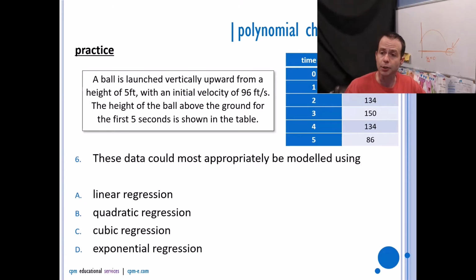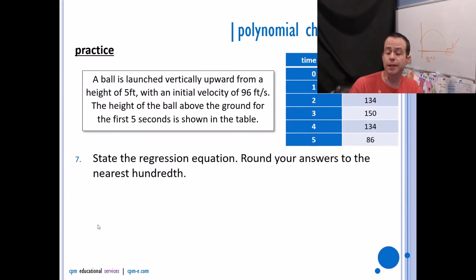If it was going to be cubic, you'd want to see 2 changes of direction. So you'd want to see maybe I'm going up and then I'm going down and then I'm going up again. But because we don't see us going up again, the best thing we can do is say, hey, this is going to be a quadratic regression, okay? All right, now what we're going to do is we're actually going to figure out the regression equation, okay?